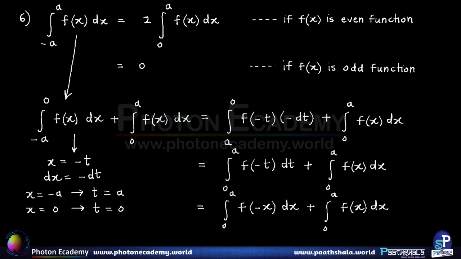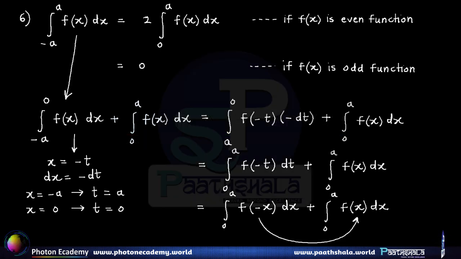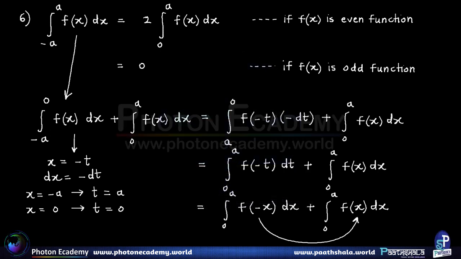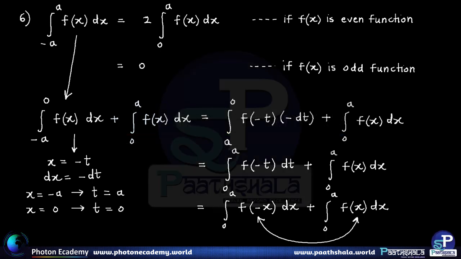Now at this point let us see how the type of function will give us the further result. If we consider f of x is an even function, then f of minus x will be the same as f of x, so therefore we can add the two integrals which I have got at the end, and therefore we will get the result as 2 times the integral from 0 to a, right? On the other hand, if f of x is an odd function, then f of minus x will be negative of f of x, so therefore these two integrals which we have got at the end will cancel each other, and hence we will get the result as 0, right? So therefore we have these particular expressions.